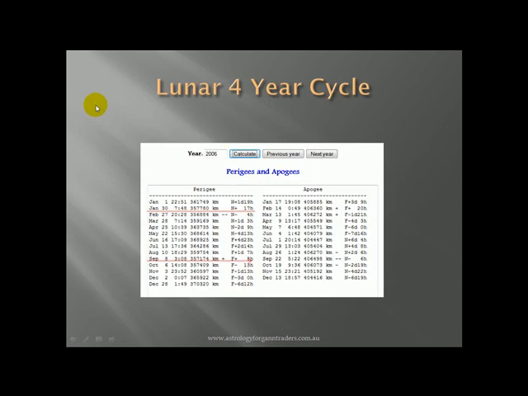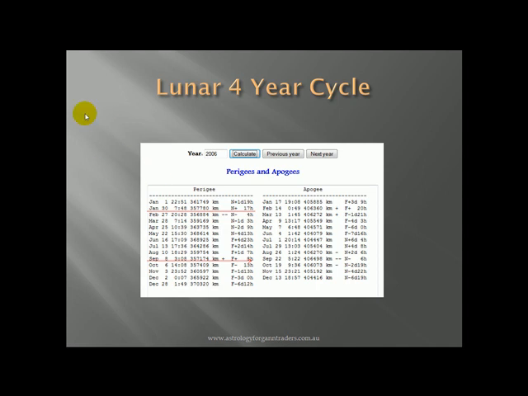Now also, the perigee-apogee cycle alternates every 4 years. So every 4 years, the perigee also changes hemisphere. About every 4 years, apogees and perigees swap positions. For example, in 1997, new moons in January, February and March coincided with perigees. But in 2001, new moons in January, February and March coincided with apogees.